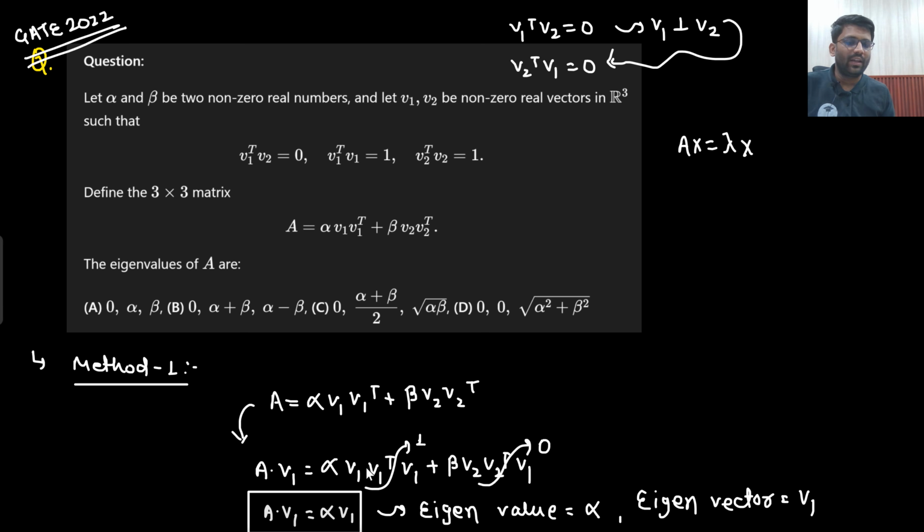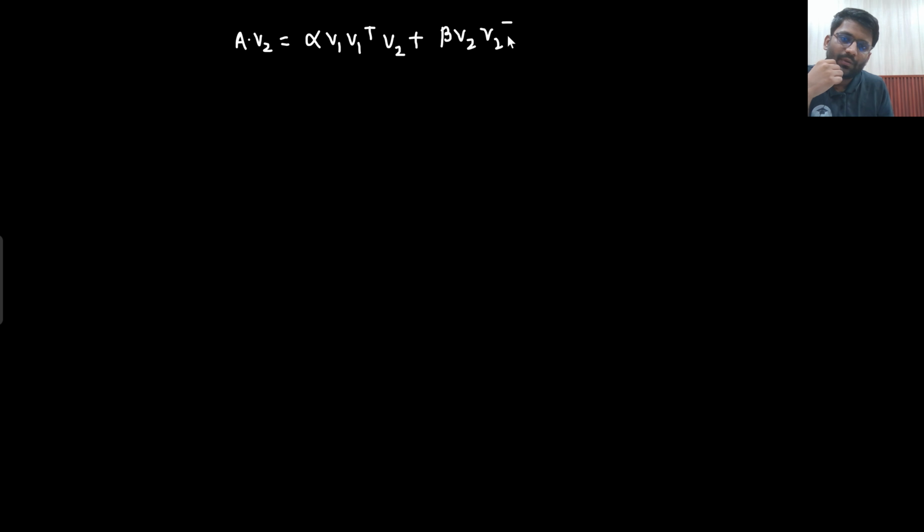Similar thing I can do with A dot v2 as well. So alpha into v1 transpose dot v2 plus beta into v2 into v2 transpose dot v2. Understandable? What will this be? v2 transpose into v2, that would be 1, and v1 transpose into v2 will be 0. So A into v2 is coming out to be, alpha is gone, and this will become beta v2.